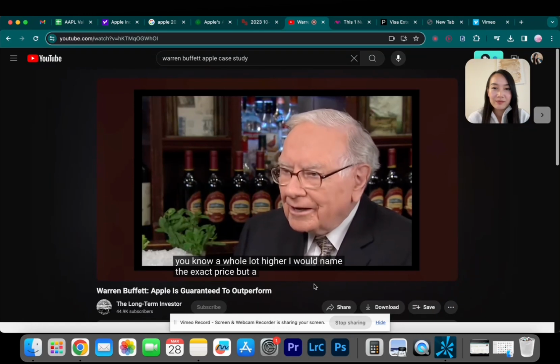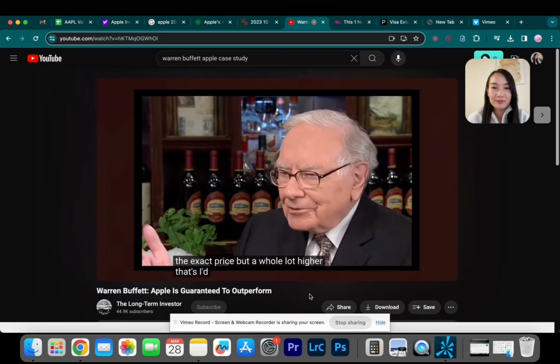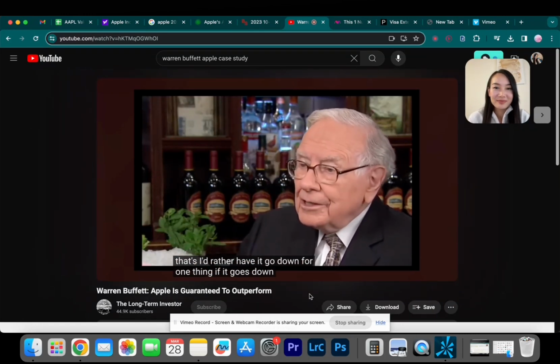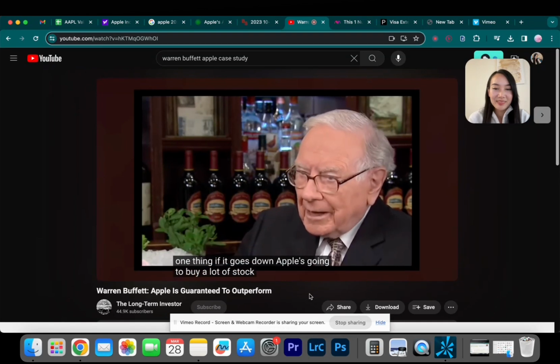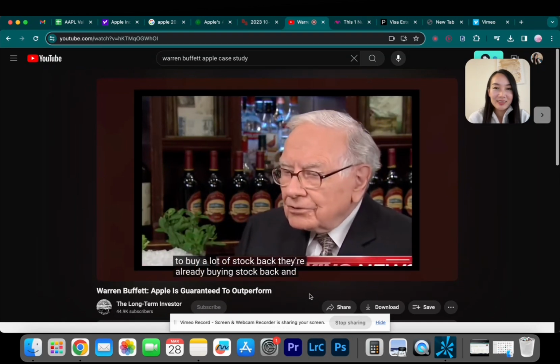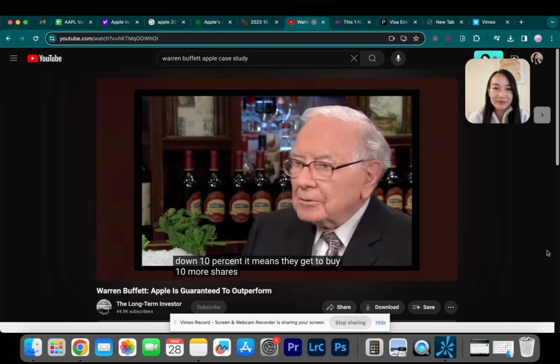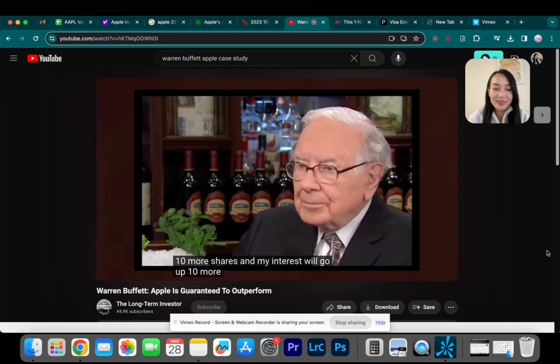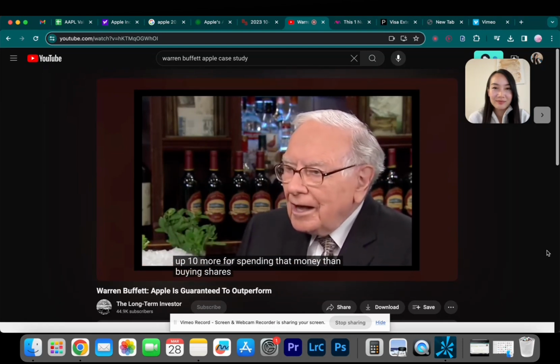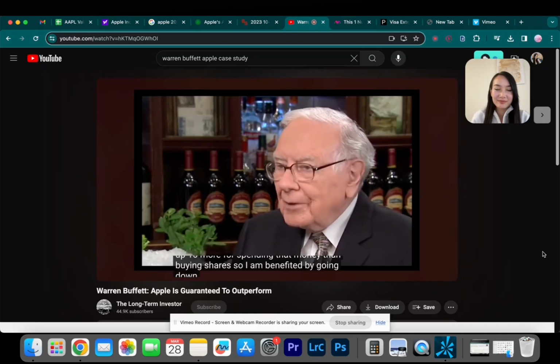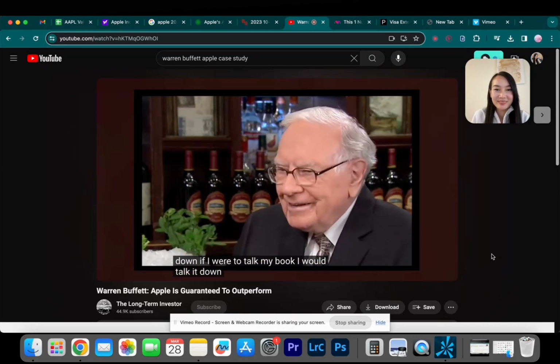Exact price, but a whole lot higher. I'd rather have it go down. For one thing, if it goes down, Apple's going to buy a lot of stock back. They're already buying stock back. And if it goes down 10%, it means they get to buy 10% more shares, and my interest will go up 10% more for spending that money and buying shares. So I am benefited by it going down. If I were to talk my book, I would talk it down.